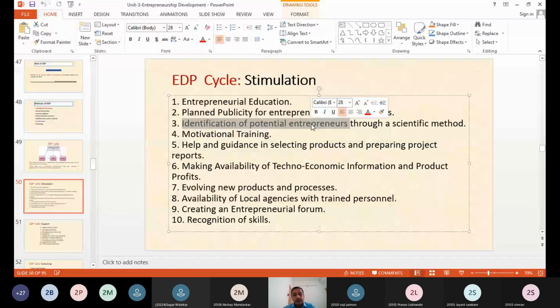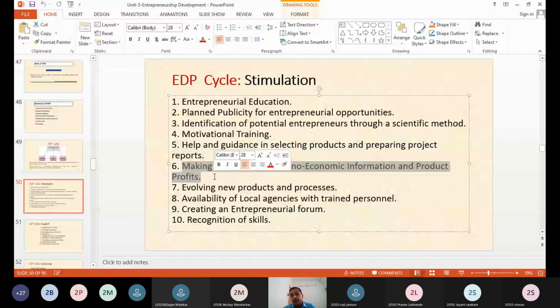Once this identification is done, motivational training is given, along with help and guidance in selecting products and preparing project reports. These people are helped to prepare project reports and find out products which they can produce and sell. Then techno-economic information and product profiles are made available. These people are also given information related to technology, economic information, evaluation of new products and processes, availability of local agencies with trained personnel, creating an entrepreneurial forum, and recognition of skills.